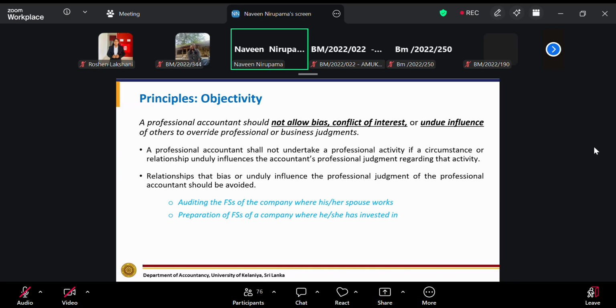At the end of the output, is there any impact on the professional judgment? Is there any circumstance or relationship that has impacted the final solution or the judgment of the professional? The person should not undertake that kind of activity as per the objectivity principle. And a relationship that creates bias or undue influence on the professional judgment of the professional accountant should be avoided.